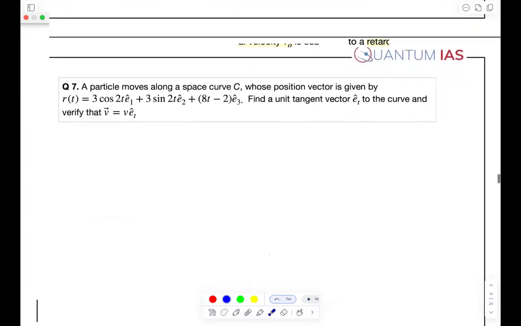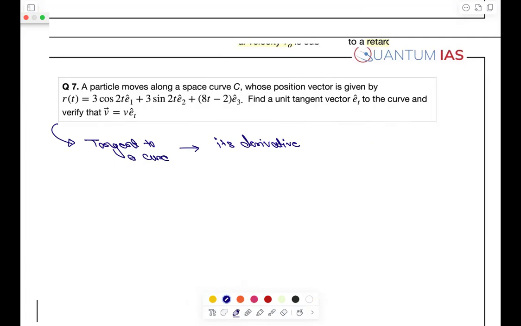Okay, coming back to the next question. I think it is a very easy question. A particle moves along a curved space C whose position vector is given, R equals to, find a unit tangent vector ET. So we have to find out unit tangent vector ET. So what will be the tangent to a curve? Again, it is a very easy question. Tangent to a curve is what? Its derivative. So what will be the derivative of this?